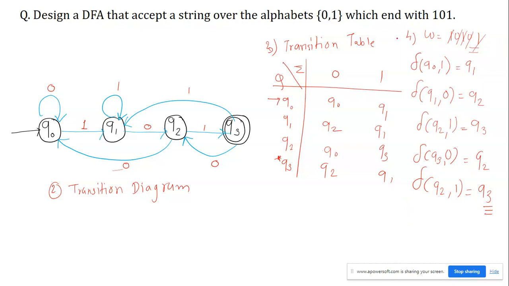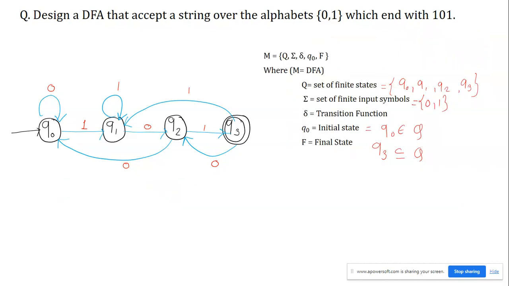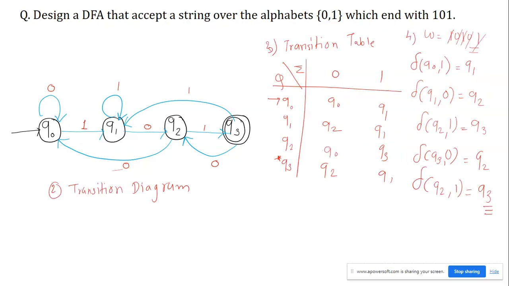So this is the way you have to show the transition function, transition table, transition diagram, and in the previous slide we looked at the definition of the DFA. So this is the way you should answer the question, and here we have shown the string processing and the example of 'ends with'.